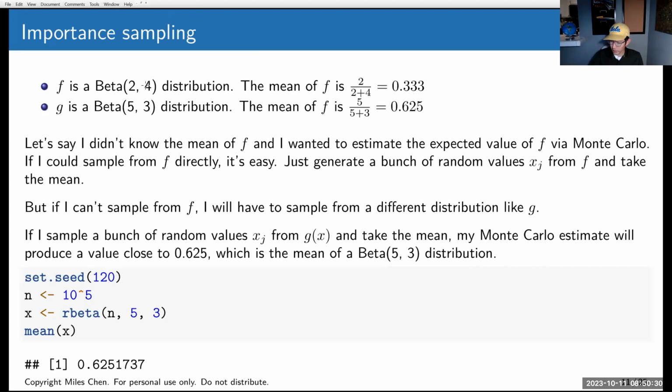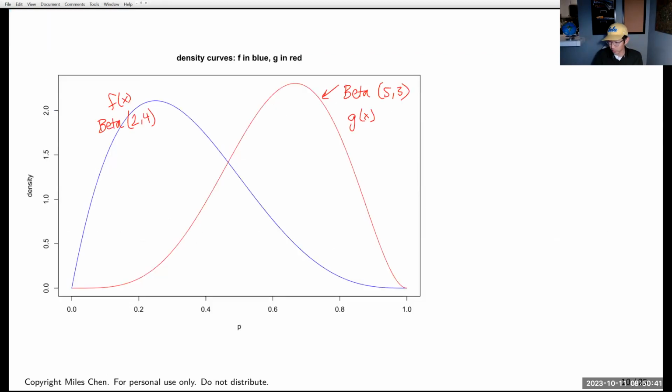If we look at the beta distribution, what is the mean of the beta distribution? The mean of the beta distribution is 2 divided by 6. The mean is 0.33. The mean of G, the red distribution, if you were to average, is 0.625. So, here's 0.7. And if I divide this into 3 parts, this is the mean over here, 0.333. This would be the mean of F. And this over here is the mean of G.